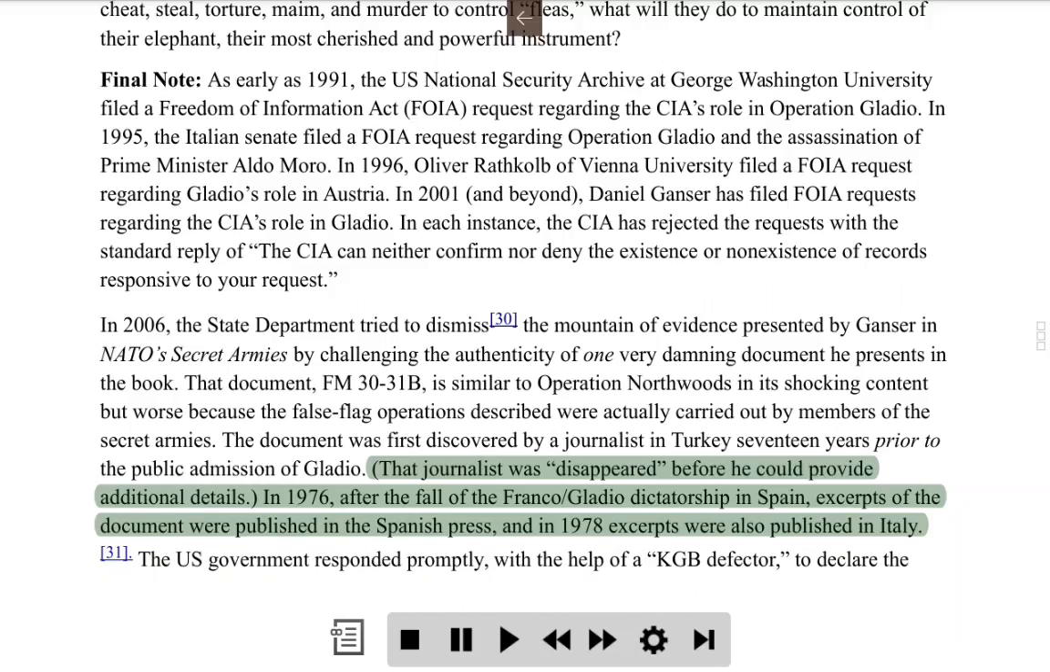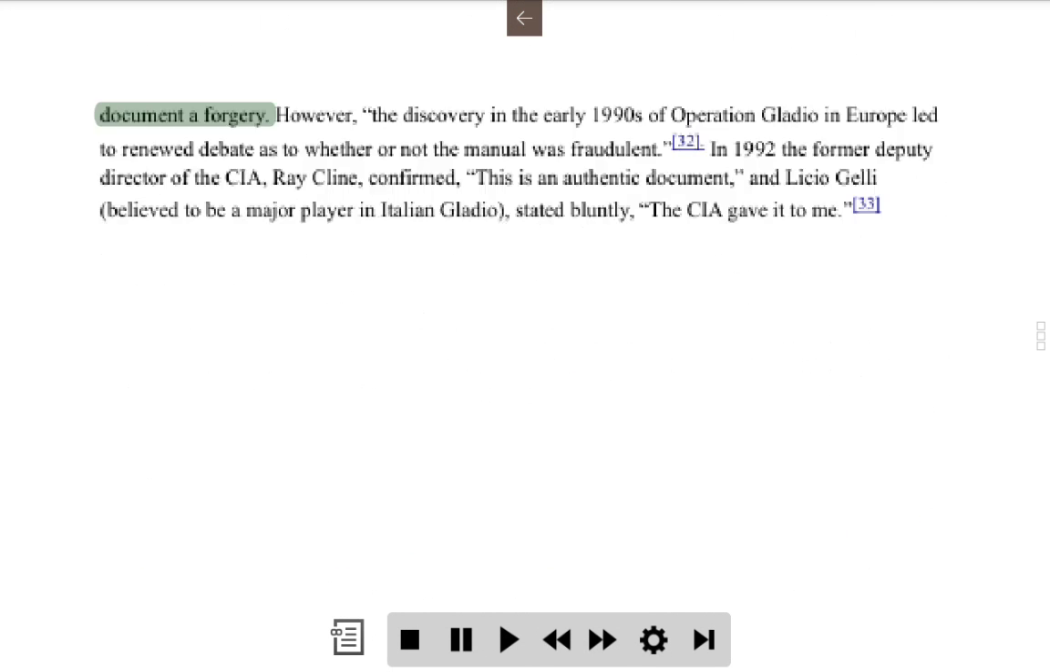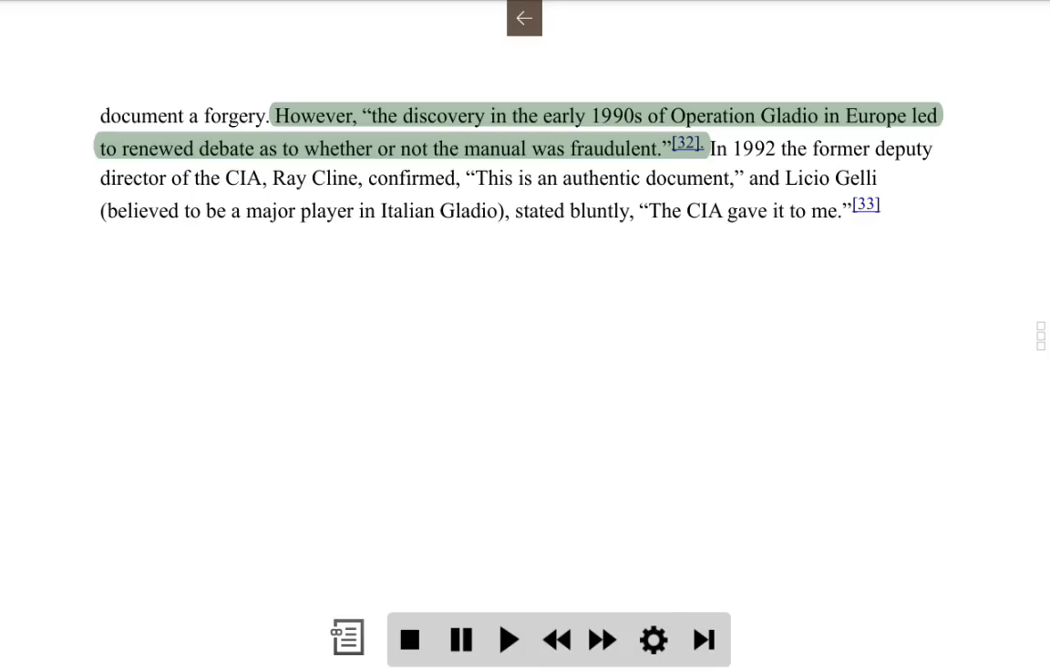In 1976, after the fall of the Franco dictatorship in Spain, excerpts of the document were published in the Spanish press, and in 1978 excerpts were also published in Italy. 31. The U.S. government responded promptly, with the help of a KGB defector, to declare the document a forgery. However, the discovery in the early 1990s of Operation Gladio in Europe led to renewed debate as to whether or not the manual was fraudulent. 32.